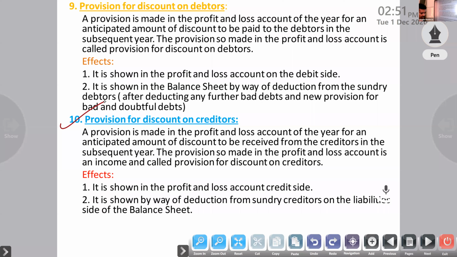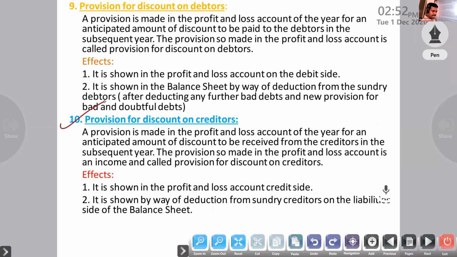What do we mean by provision for discount on creditors? The first case, discount on debtors, means our loss only. Next year we have to give it if they make the payment within the time. Here, we get a discount for prompt payment to the creditors. Suppose we purchased goods on credit from a person in February, and the credit period is 3 months. If we make the payment within that period, a prompt payment, we will get a discount.